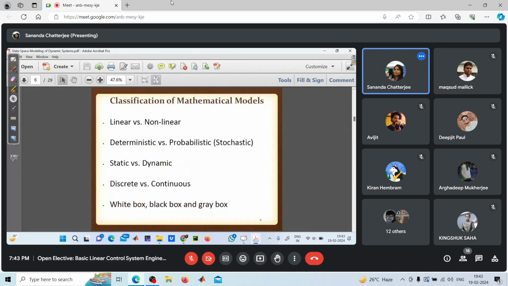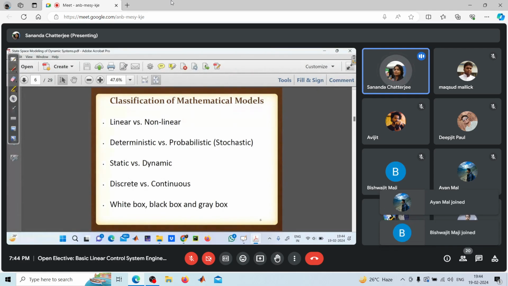Now, in the last class, we have already seen how, if you are given the differential equation of a system, that is, the differential equation representation is some kind of mathematical model of the system, then you can classify whether the system is linear or non-linear, whether it is static or dynamic, whether it is time variant or time invariant. These things we have already discussed.